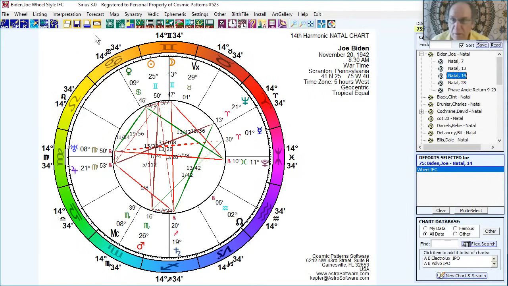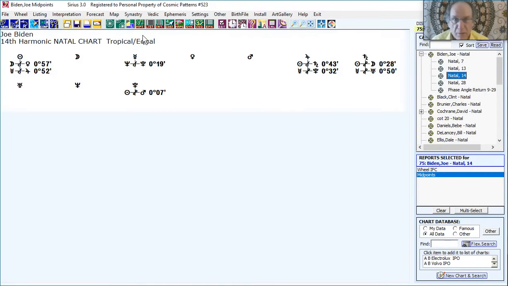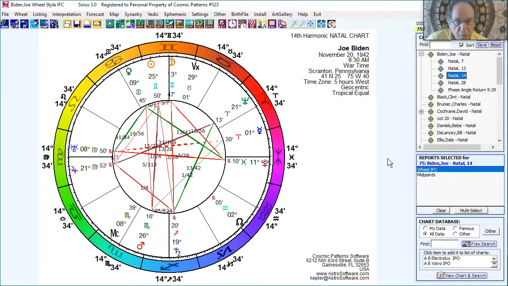Now I'm going to look at the midpoints. So I go over here to midpoints. I'm looking at midpoints in the 14 vibration, and there it is, Saturn opposition Sun Moon, 28-minute orb. So if I go back to the wheel, it's telling me that the Saturn is right at the midpoint with about a 1/2 degree orb. This strengthens it. The midpoint structure strengthens it.